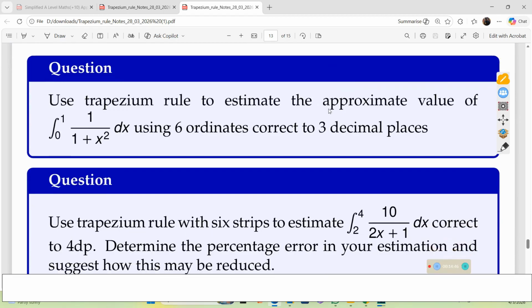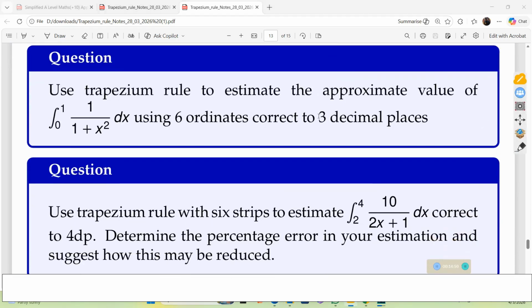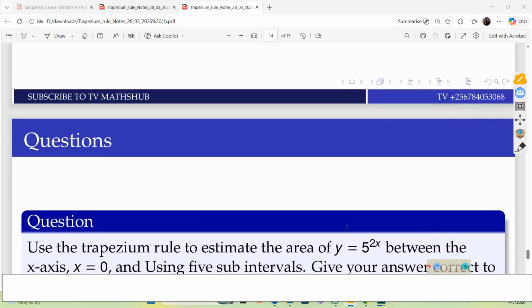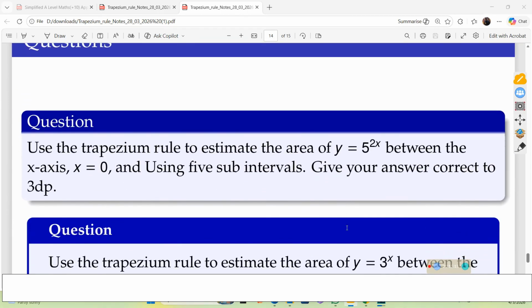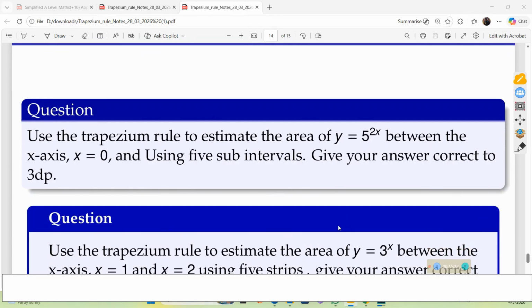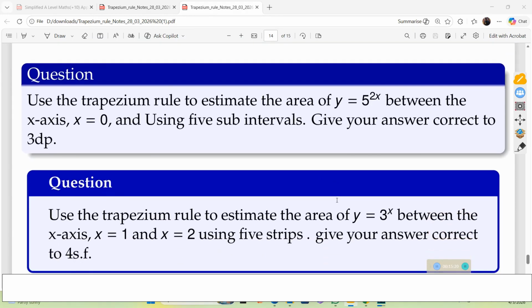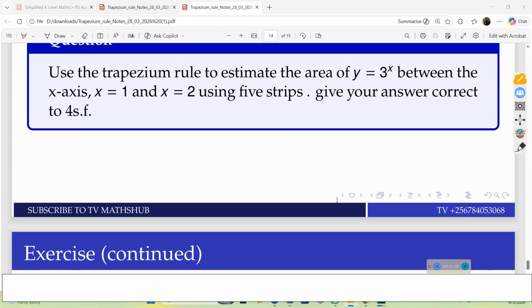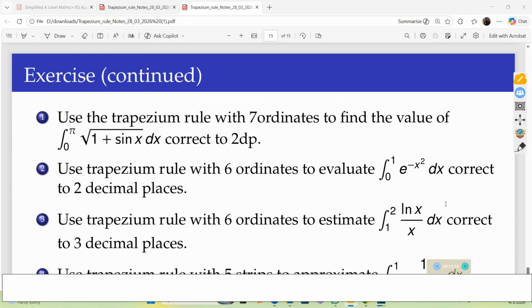After that, you will have some more questions to try. So we have this question here and this one here. Make sure you try these questions using similar procedures as we have seen in our previous examples. So here are some of the questions for you to try out. Here are other questions. Make sure you try as many questions as possible so you can easily get used to this rule. So we have other questions, and here we have more questions.